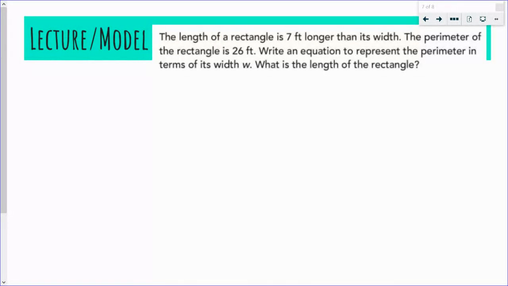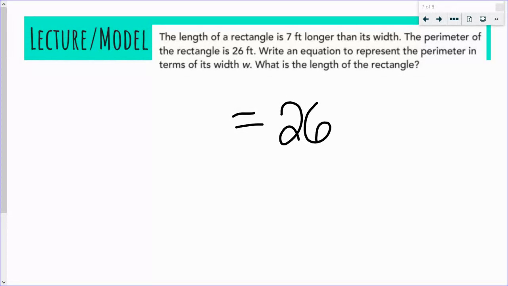All right, last but not least, the length of a rectangle is 7 feet longer than its width. The perimeter of the rectangle is 26 feet. Write an equation to represent the perimeter in terms of its width. What is the length of the rectangle? So first let's think, we're finding the perimeter. So the whole perimeter is going to be 26 feet.